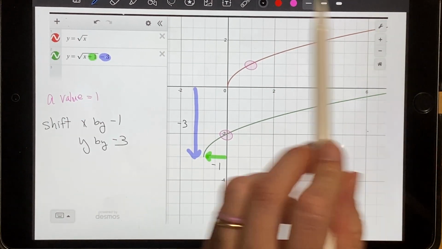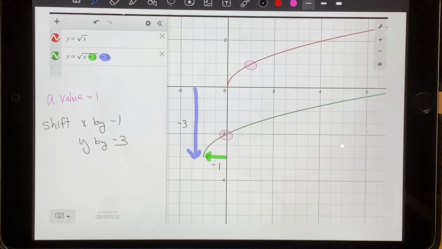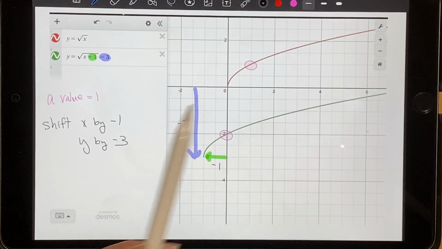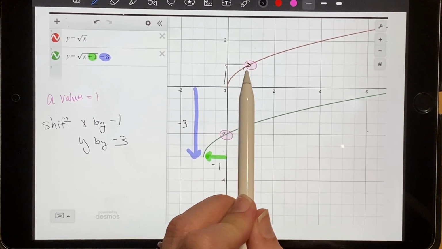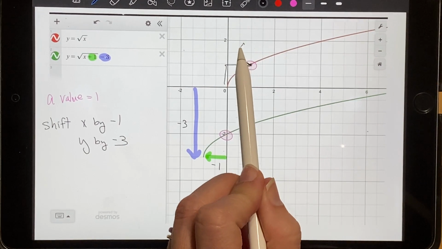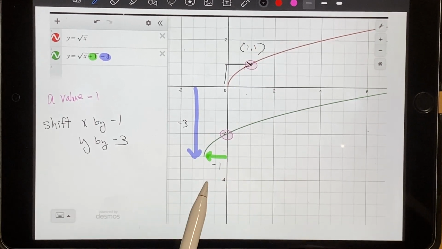This is what it looks like out in the graph. So did it work out that way? Yep, we have our red graph is our original. It starts at the origin. It goes up 1 over 1 for our very first point there, located at 1, 1.